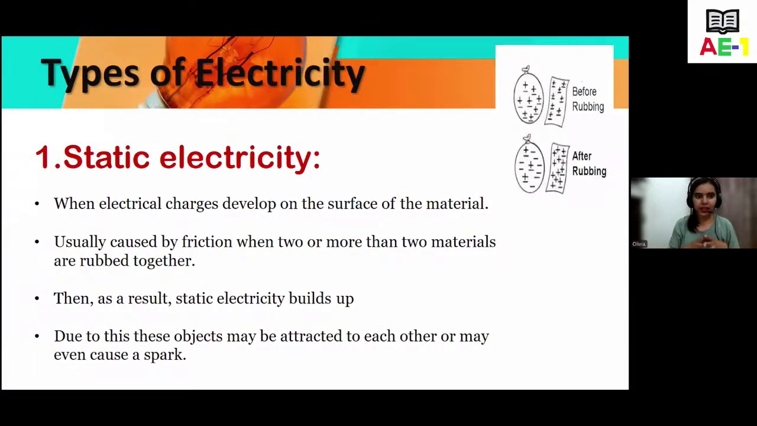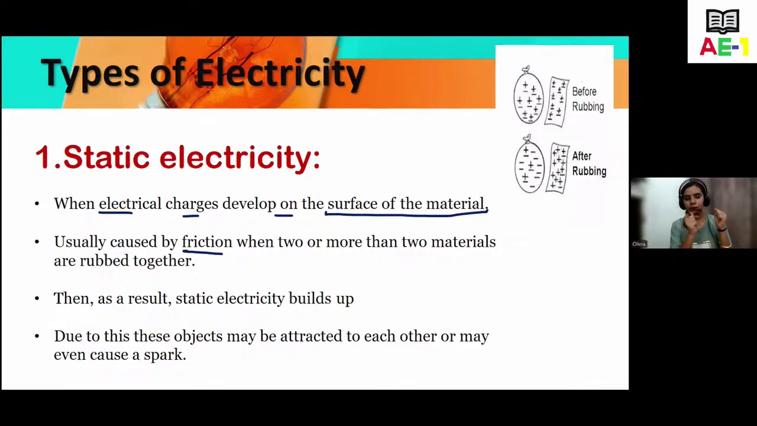Let's come to the main thing, the types of electricity. As I said, Benjamin Franklin related that static electricity is somehow the same as the one in the sky. Before moving to that concept, we should be aware of what exactly static electricity is. We have two types of electricity: static electricity and current electricity. When electrical charges develop on the surface of a material, caused by friction of two or more materials rubbing together, that is static electricity.